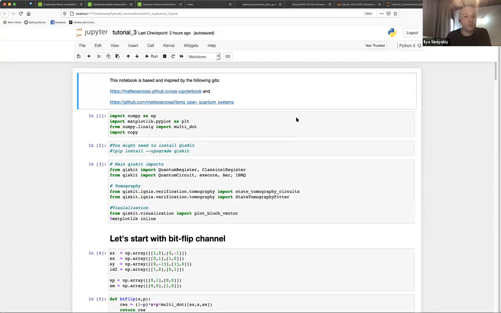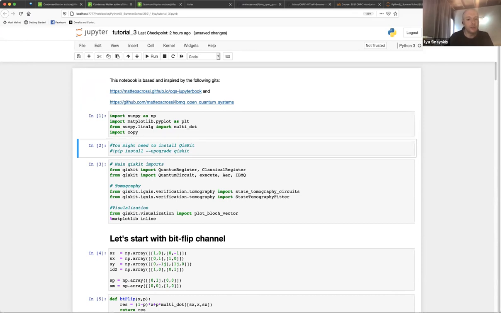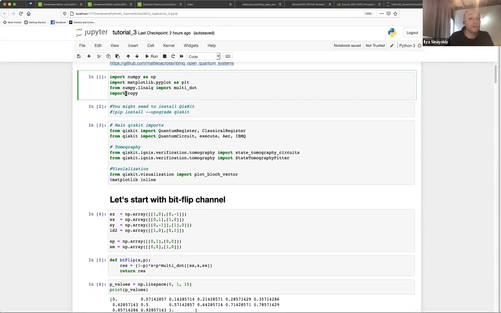Let me share my screen and let's do some work. Okay, so tutorial 3. I'm giving you links here to acknowledge the authorship: the notebook is based on Mattia Rossi's GitHub, one published in the paper and another which is his little online textbook. We just need to import NumPy, which we have already seen, and this we need for some purposes of an algorithm which is used by Mattia.